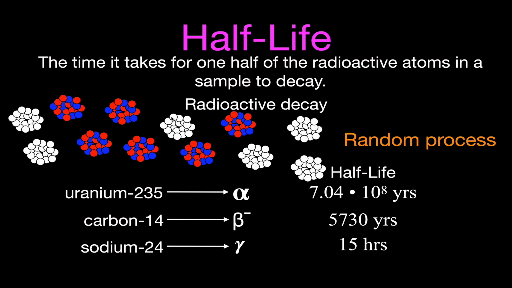So you can see there's a large range in the half-life, from hundreds of millions of years to hours, and actually there are many that have much shorter half-lives, like seconds or fractions of a second, and there are some that have much longer half-lives than uranium-235's 7.04 times 10 to the 8 years. But remember, it's a random process. We never know which nucleus is going to decay next.